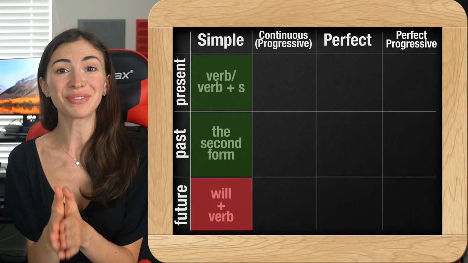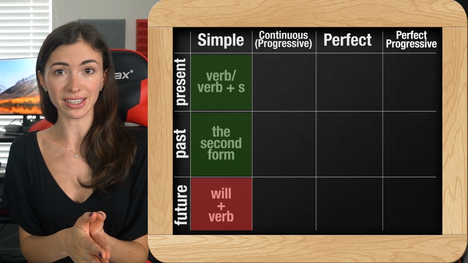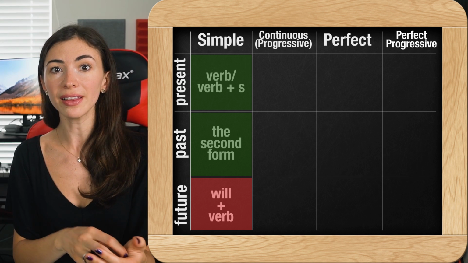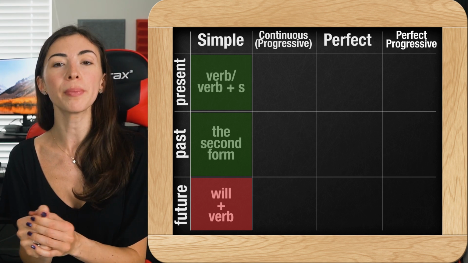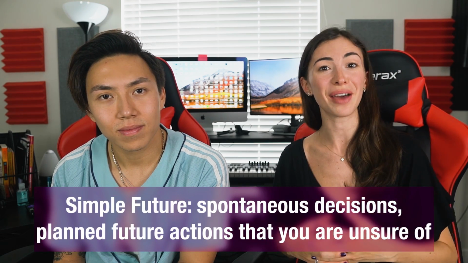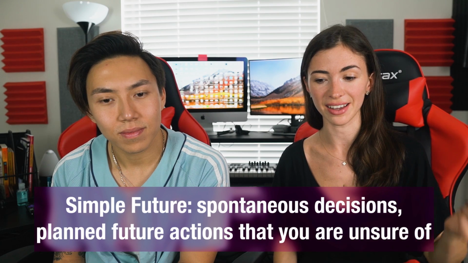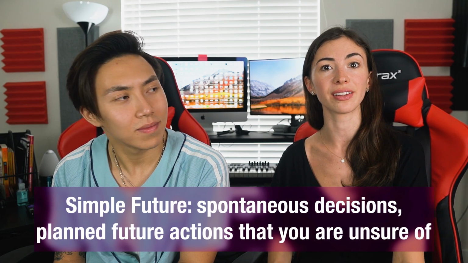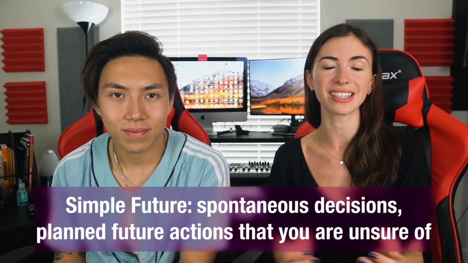Okay. Simplest future tense that is really easy to form because you add will and then the verb in the first form. But you use this tense when you have a spontaneous decision. For example, you sit in a restaurant and the waiter brings the check and you're like, I'll pay. So this is a spontaneous decision. Or maybe you talk about actions in the future that you're not sure about yet, but you're planning.